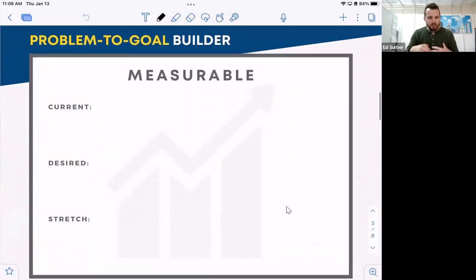Then we get into measurable. When we talk about measurable, again, we're thinking about objective information. What specifically with the problem that occurred, in terms of a measurable item, is the current state? If you're looking at downtime, productivity, or labor overtime, whatever the problem may be, measure it. What is the current state? What do you want the desired state to be?